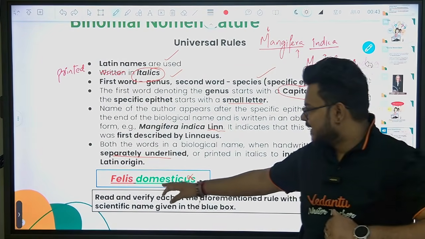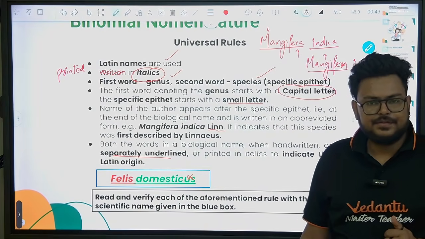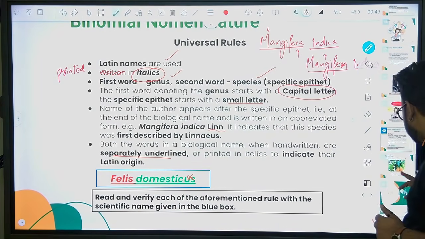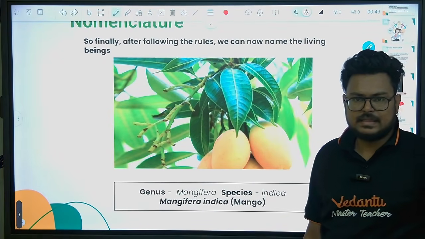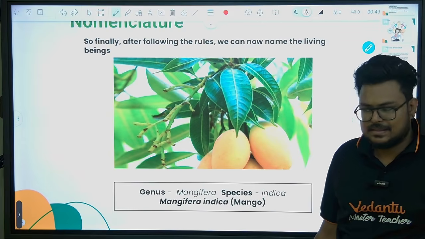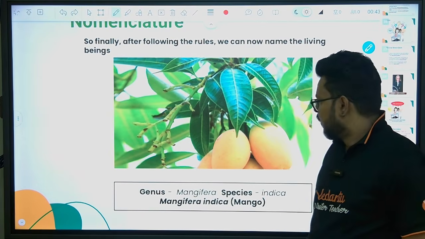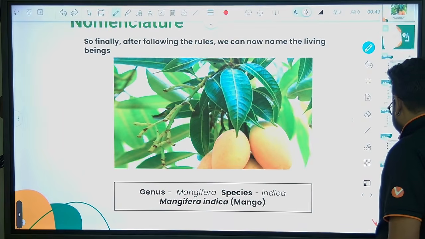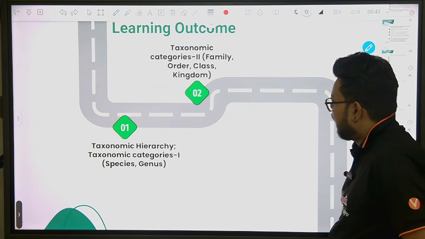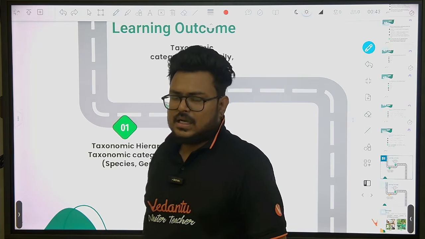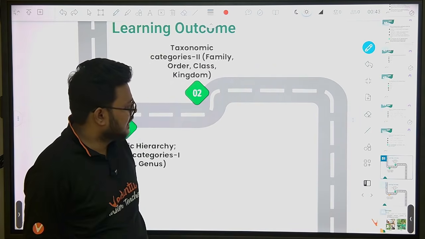There should be some space between Felis and domesticus, a gap in the lines. Here you can see it is printed in the slide, so it is in italics; otherwise, we would have underlined it. Sorted? Yes, guys. So, next part, and I think it is the last part also because our taxonomic aids part is deleted. So we have to focus on these things.